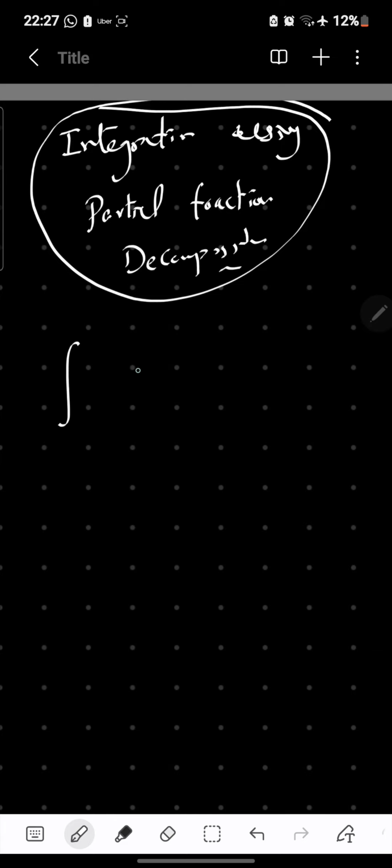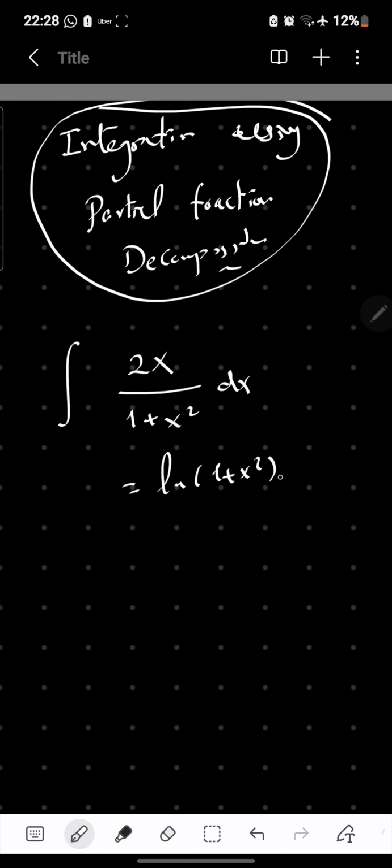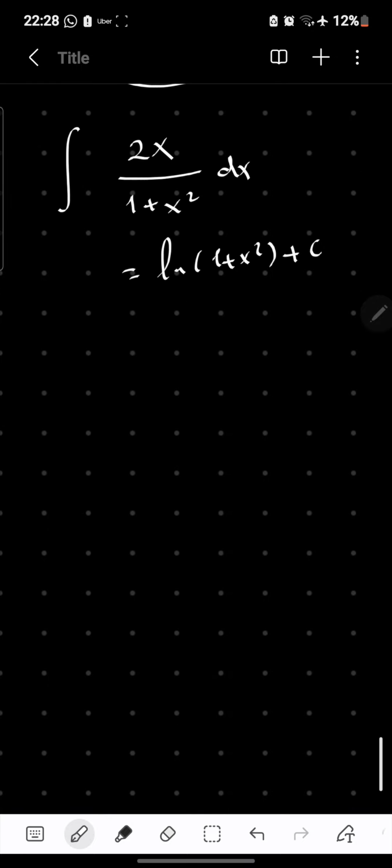If you get the integral of 2x over 1 plus x squared dx, it will be ln of 1 plus x squared plus c. So it's a fraction, but we didn't use partial fraction decomposition. So we have two conditions to get the primitives or the antiderivatives of rational functions using partial fraction decomposition.